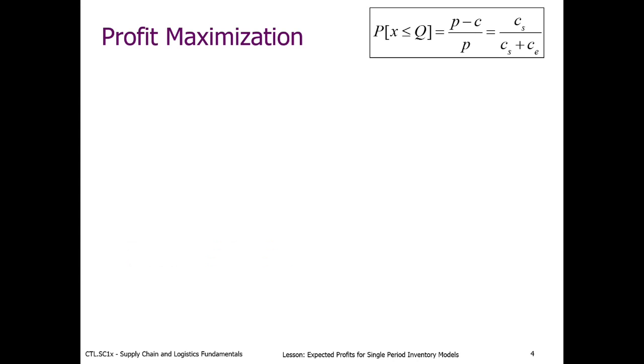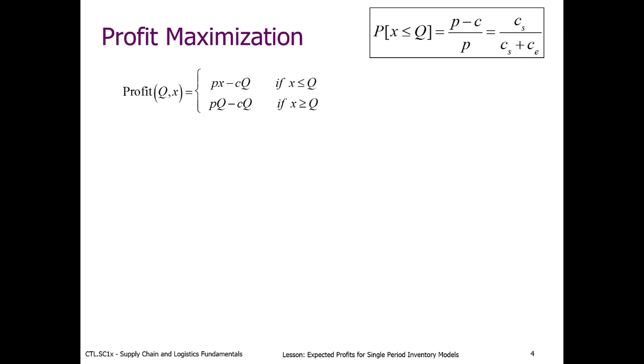So we know how to find the optimal quantity using critical ratio. Now we want to look at how to find the expected profitability. So remember, what we're doing here is we're maximizing the profit. We started with a profit function, and that's how we determined what the optimal quantity would be. And remember how we set this up.